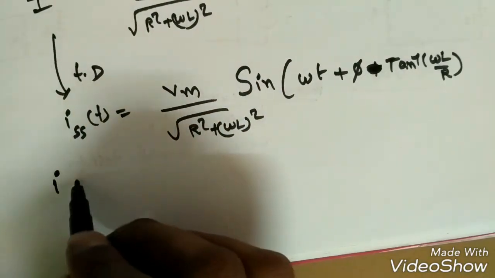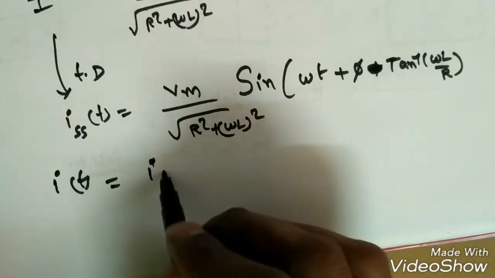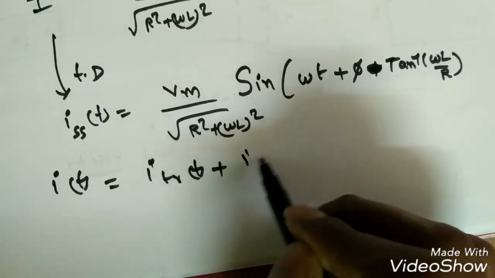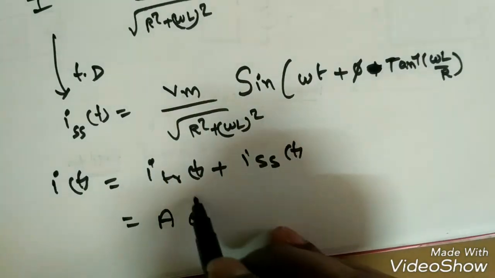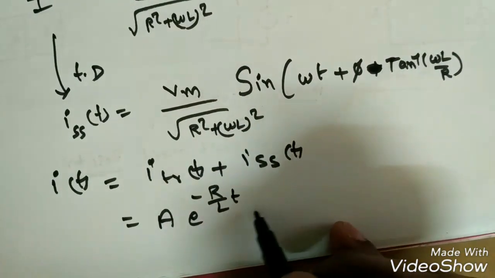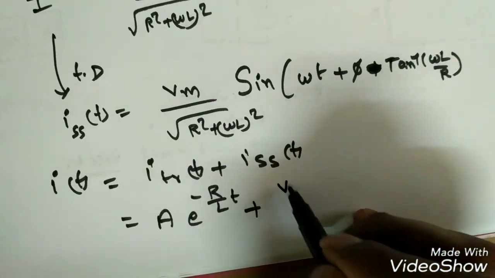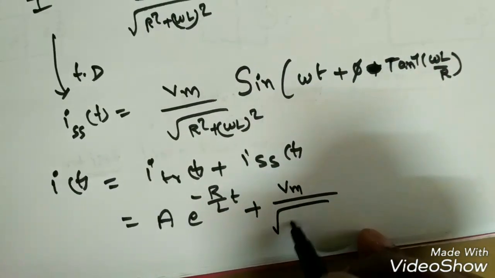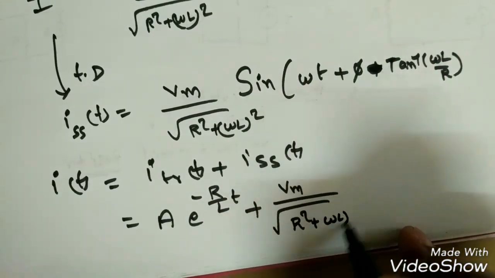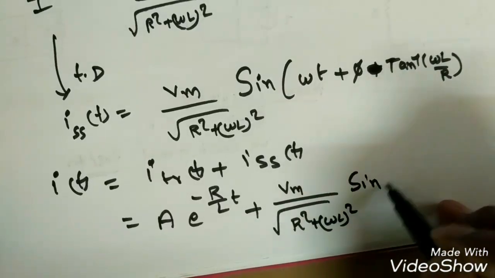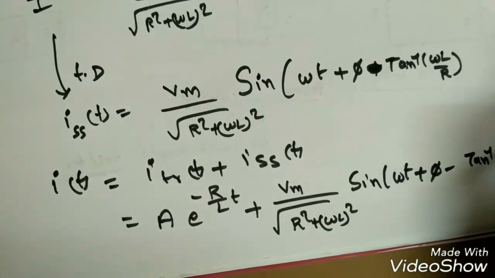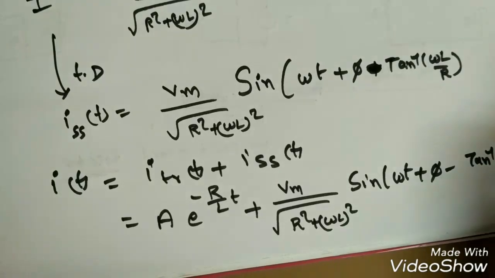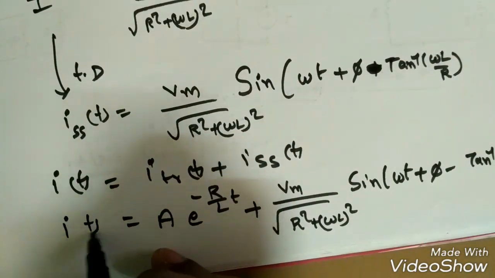Now if I write the total response, that is transient response plus steady state response, this will become A into e power minus R by L into t plus Vm by square root of R square plus omega L whole square sine of omega t plus pi minus tan inverse omega L by R. So this is the total response.